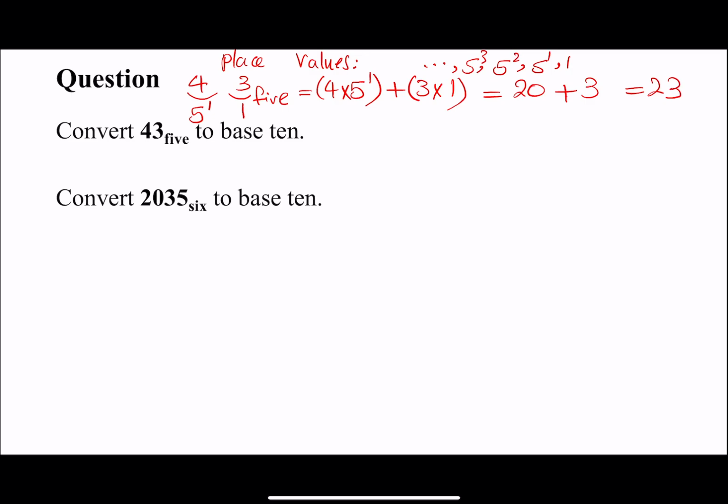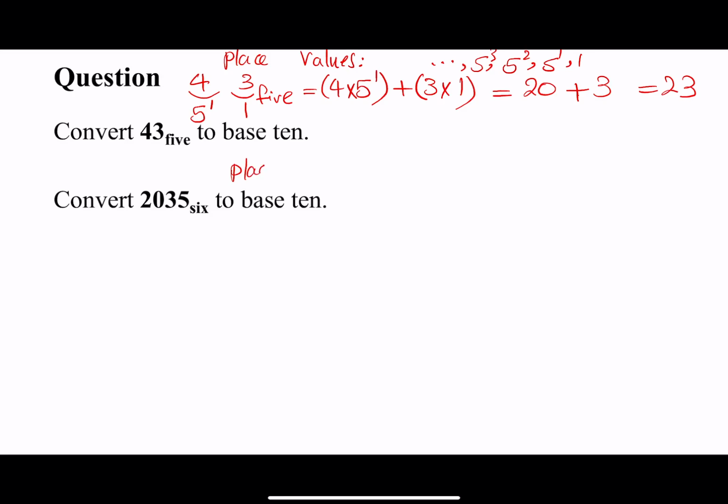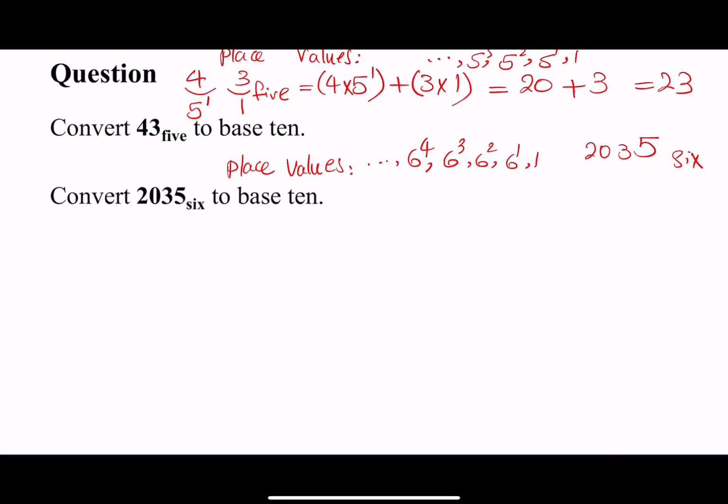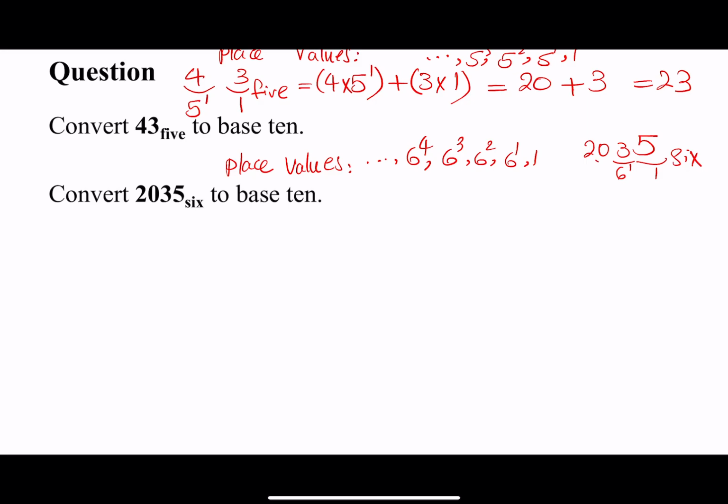I'm going to follow the same strategy for 2035 base 6. Well, it's base 6. So first of all, I write down the place values. So powers of 6: 1, 6 to 1, 6 squared, 6 cubed, 6 to the 4, 6 to the 5, and so on, right? And I write down the place value of each digit. 2035 base 6. Write down the place values from right to left. Okay, so the place value of 5 is 1, then this digit 6 to 1, this digit 6 squared, this digit 6 cubed.